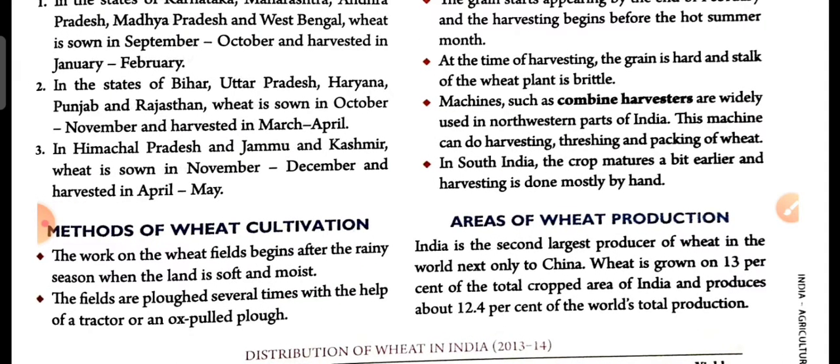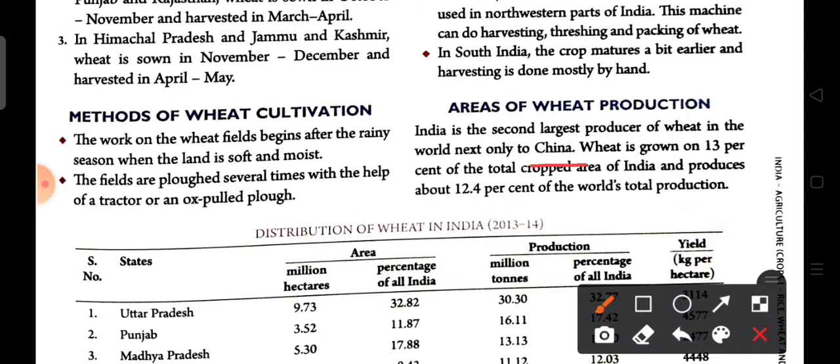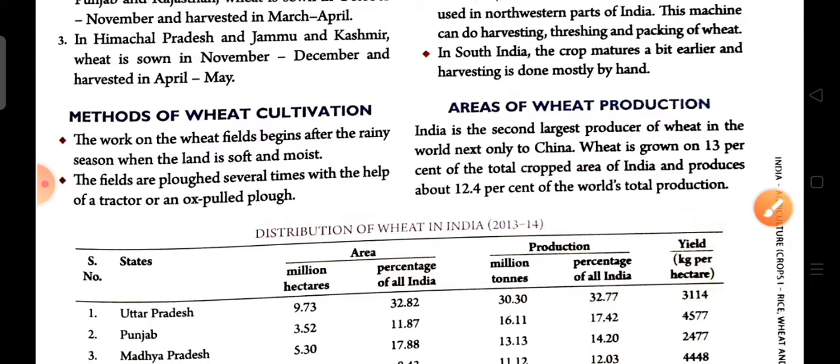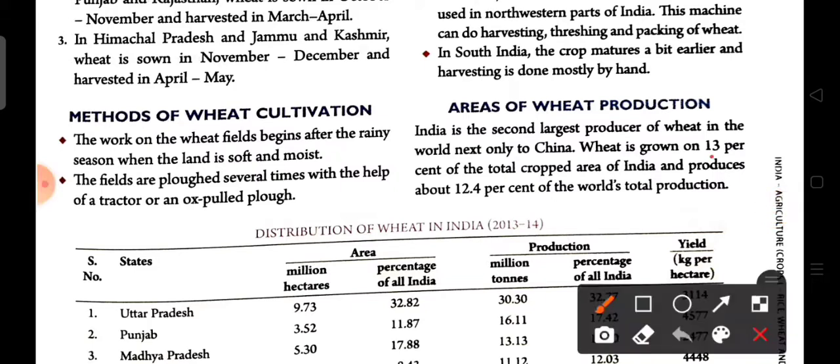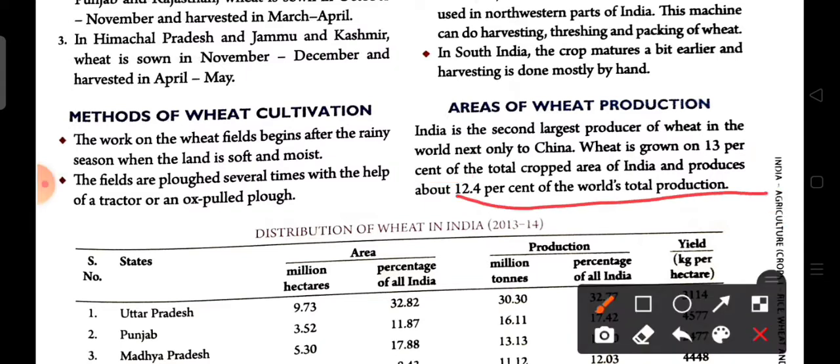After this, we now discuss the areas where the wheat production occurs. India is the second largest producer of wheat, next only to China. So China is the first producer of wheat, after which comes India. Wheat is grown on 13% of the total crop area, which means among all the crop production in India, wheat is 13%, and about 12.4% of the world total production. What do you mean by world total production? All the production which happens in the world, in this 12.4% is only wheat.